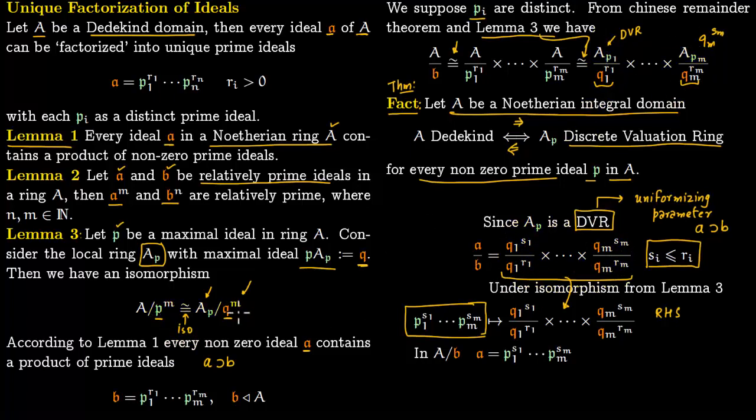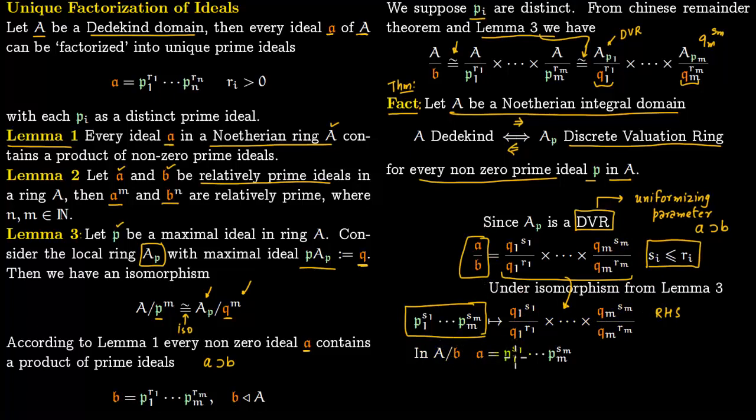So we have this isomorphism here. Each of these will correspond to Q's here, so that's why we have Q1 S1 all the way to QM SM. Now you have this getting mapped to here and this getting mapped to here. The right hand side is the same, so it has to be the case in ring A modulo B.